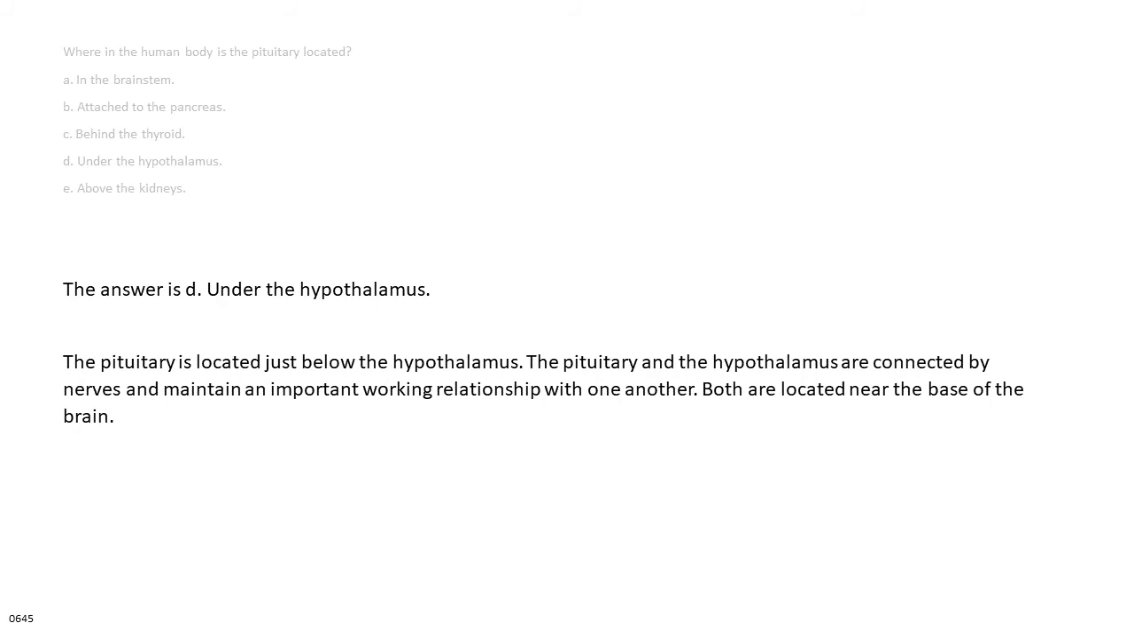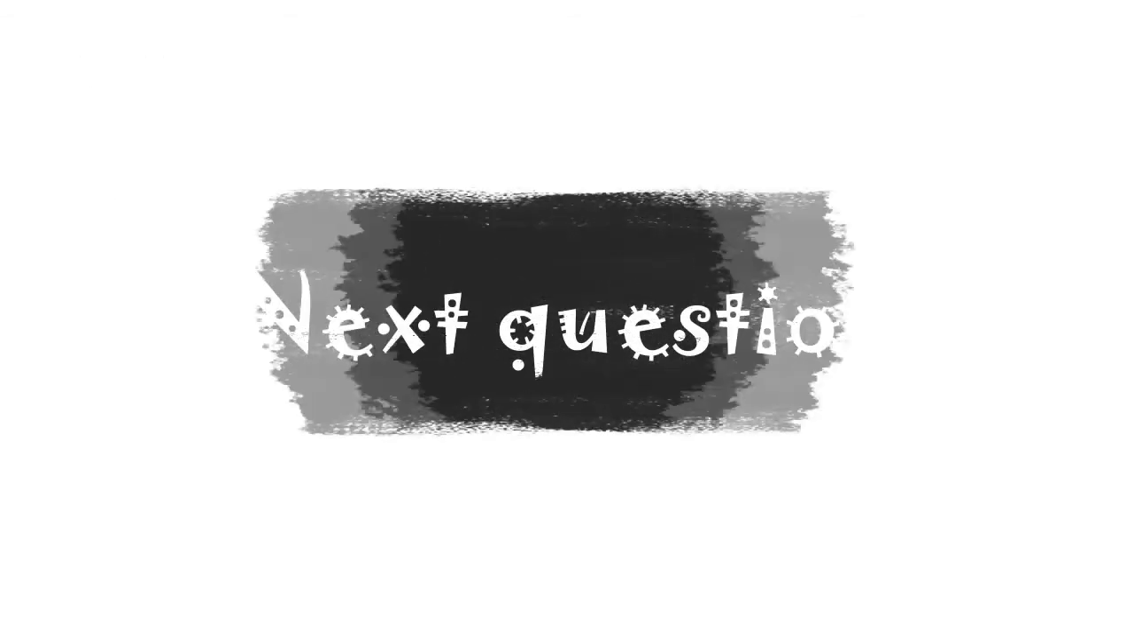The pituitary is located just below the hypothalamus. The pituitary and the hypothalamus are connected by nerves and maintain an important working relationship with one another. Both are located near the base of the brain.